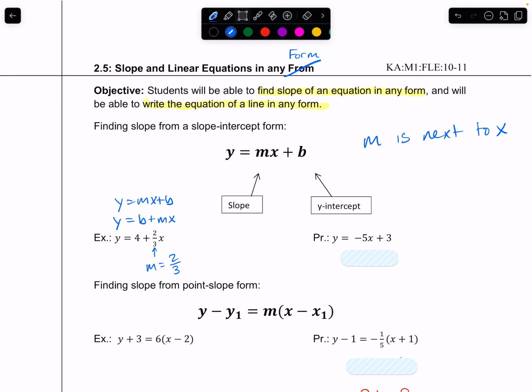Go ahead and try this practice problem. Tell me what the slope is in that equation. Okay, hopefully you saw that -5 was attached to the x. It's in slope-intercept form, so -5 is our slope.